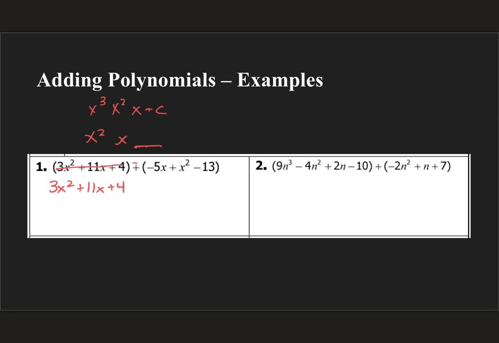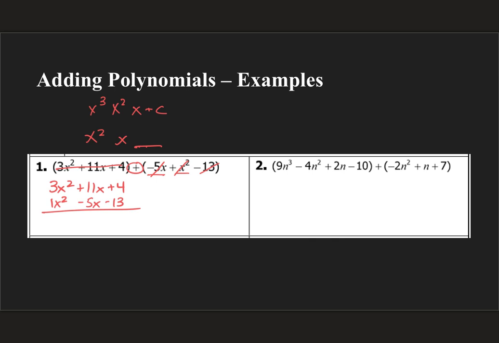I check to make sure there's a plus here, so I don't have to change any signs. And then I take whatever is in the next set of parentheses and I pair it up with what it's supposed to be paired up with. So for example, negative 5x has a single x, so it goes under the 11x. X squared is x squared, so I've got 1x squared here. And then negative 13 goes under the 4. So I've got all the like terms paired up. And then I just add them together.